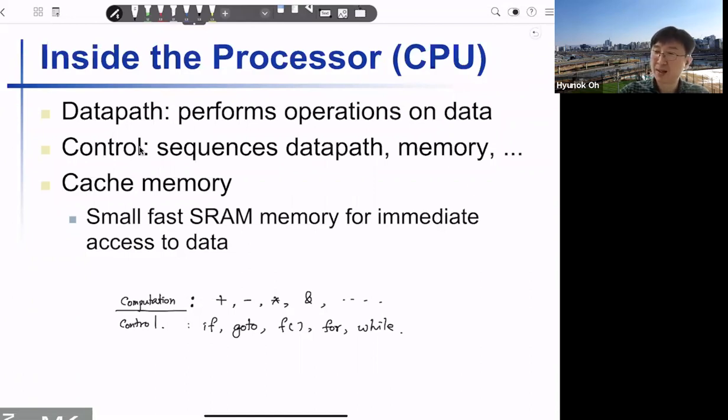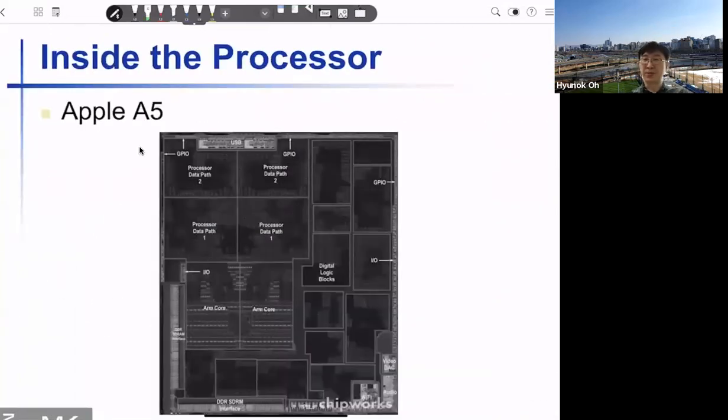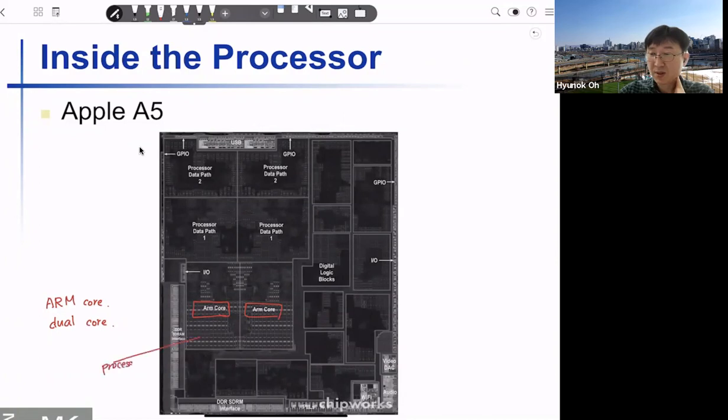Okay. And also cache. We are skipping over this cache part. Anyway, let's look at the processor. So this is the Apple A5. Here you can find the core, right? So you can find the ARM core. In this case, there are two cores. This is a dual-core machine. So each core is actually a separate processor. This is a processor, and this is another processor.